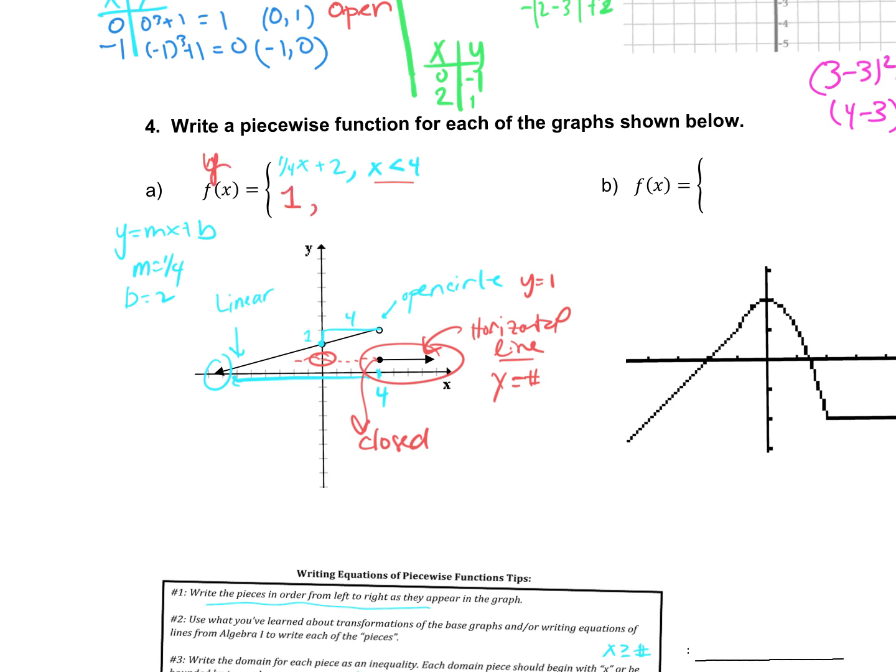And then now we're going to look at the restriction. Excuse me, the domain restriction. We know that x has to be greater than, and everything's going in this direction, greater than or equal to 4.